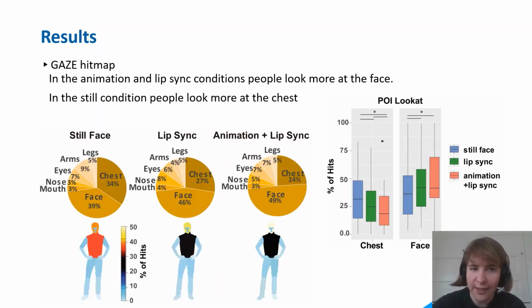When we look at the gaze heat map, where people were looking when acting in front of the mirror, in the still face condition they are only looking at the face 39% of the time, whereas in the lip sync and the animated lip sync they look much more at the face. So the face becomes more important when it is transferring more information, of course, and that is significant. And it is also significantly more when there is facial animation than just lip sync.